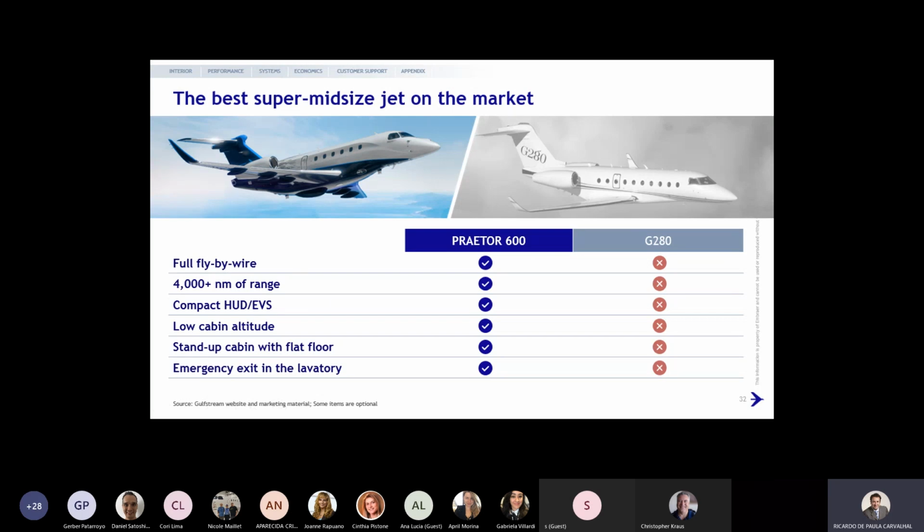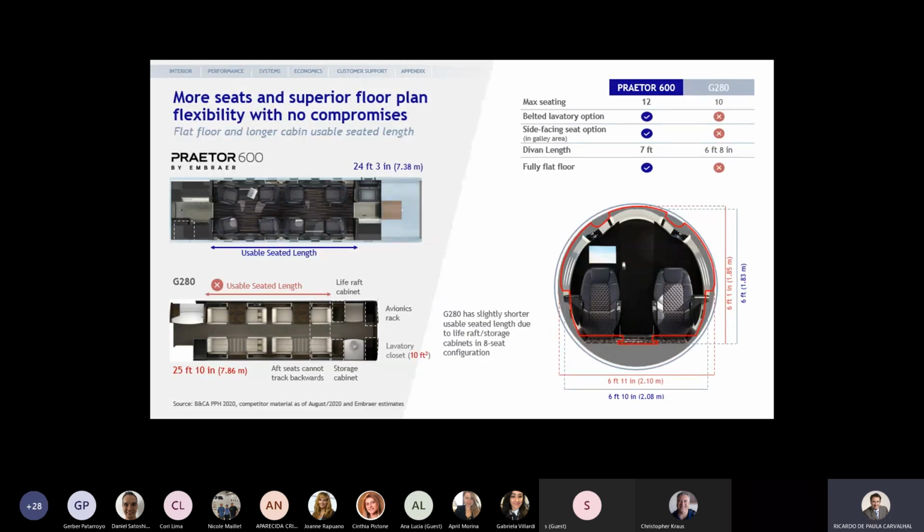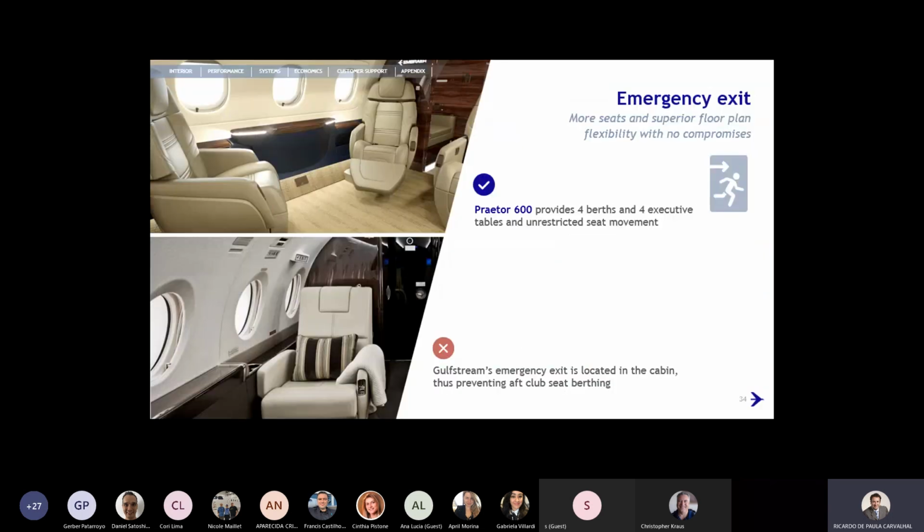And the most noticeable, if you go to an air show and look at the plane, will be the flat floor. So if you look at the picture on the right-hand side of your slide, you see there is that recessed aisle in the G280, okay? It's 1 inch taller, but it has that recess. So think about people in wheelchairs or think about the mobility around the cabin. This is, I would say, one of the weakest points of the G280, and this is something that customers really praise about the Praetor 600.